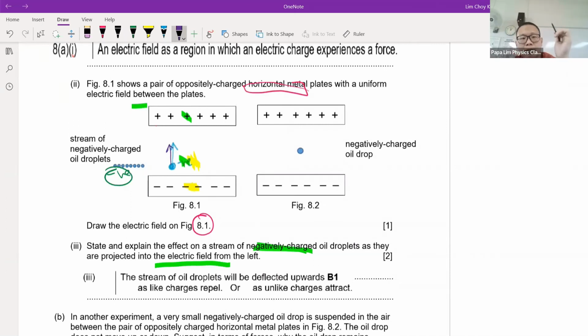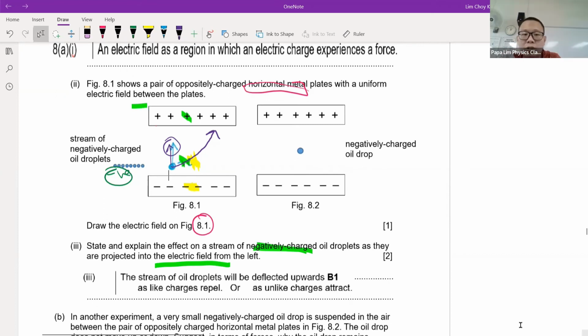So you'll find that the positive plate versus the oil droplet, you'll be pulling it up. The negative plate versus the negative oil droplet, you'll be pushing up. So these two forces actually push upwards. So eventually, the oil stream will proceed as it moves along the horizontal electric plates. It will actually move nearer to the positive plate, or what we call being deflected upwards.